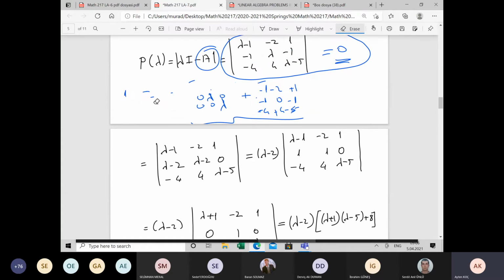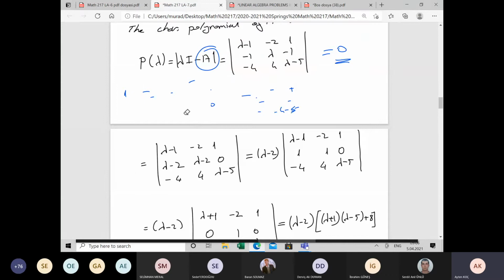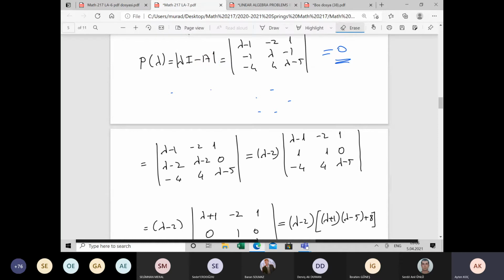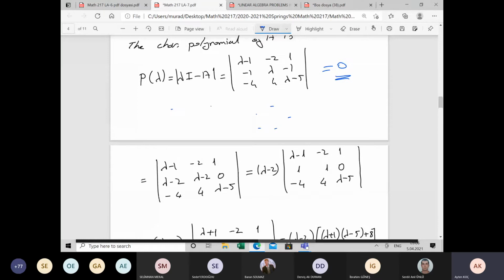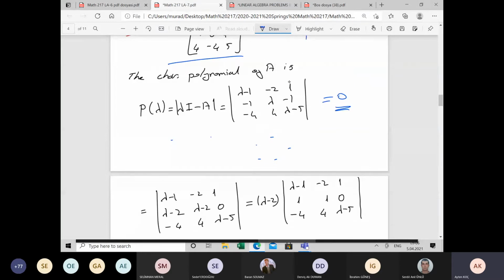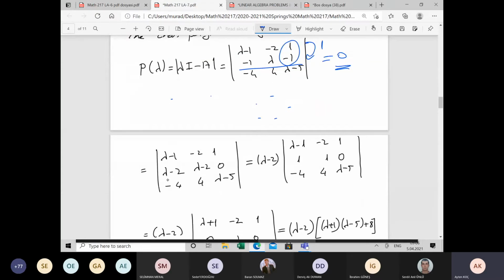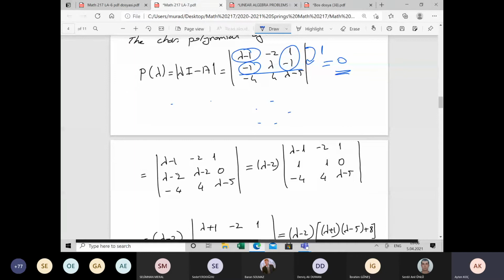And our aim is to catch the same entry in a row or column. For example, and also our aim is to compute these determinants. We get more 0 entries. So look at this one, and take this row, multiply by 1, add to the second row, and so we obtain lambda minus 1, minus 1, lambda minus 2, minus 2 plus lambda minus 2, and then we get 0 here. So look at the second row now.